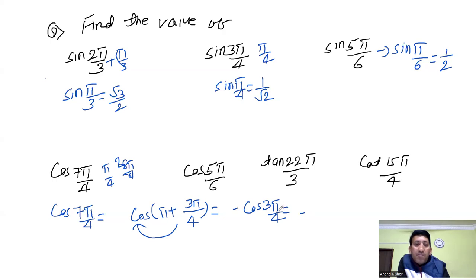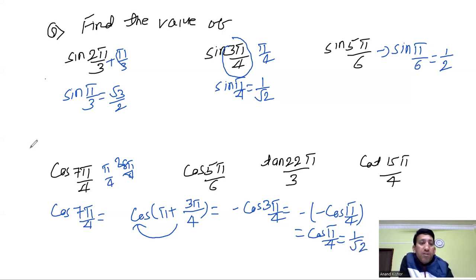Now 3 pi by 4 is there. We have learned earlier 3 pi by 4 is supplementary with pi by 4. So the cos of supplementary angles is equal but opposite in sign. So cos 3 pi by 4 is minus cos pi by 4. So minus minus plus cos pi by 4. So cos pi by 4 is nothing but 1 by root 2. See how easy it is.